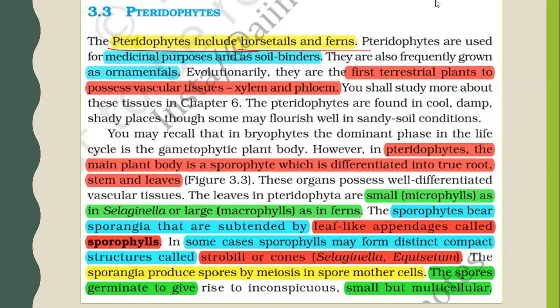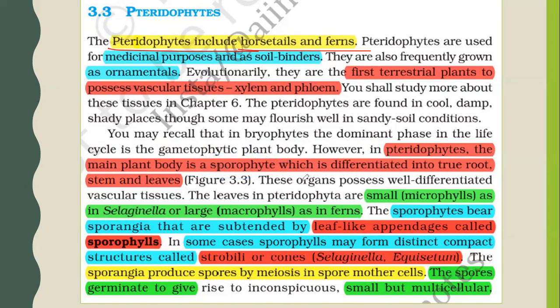They were the first terrestrial plants to possess vascular tissues, that is xylem and phloem. Very important. In bryophytes, the dominant phase was the gametophytic plant body, but in pteridophytes, the main plant body is the sporophyte.